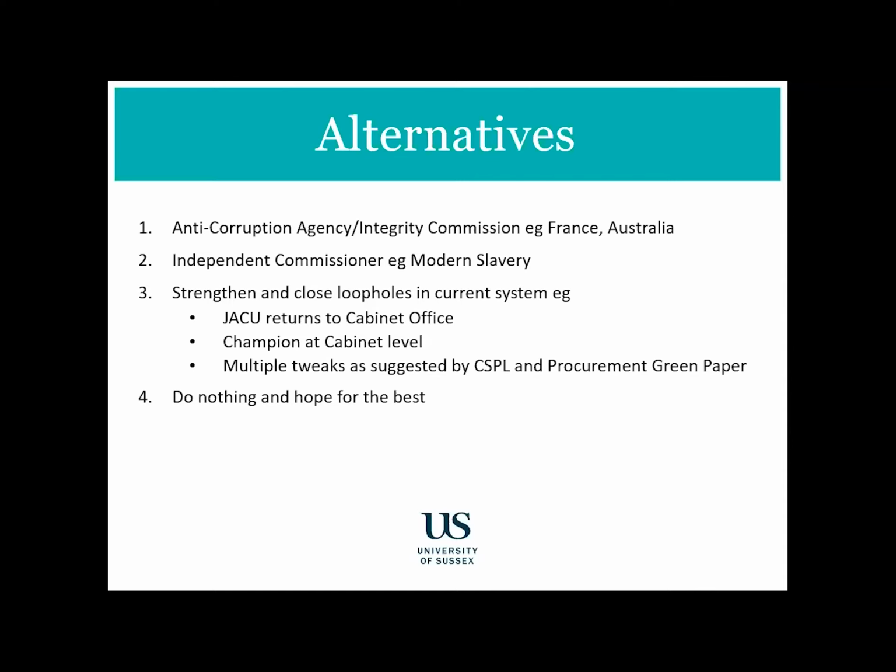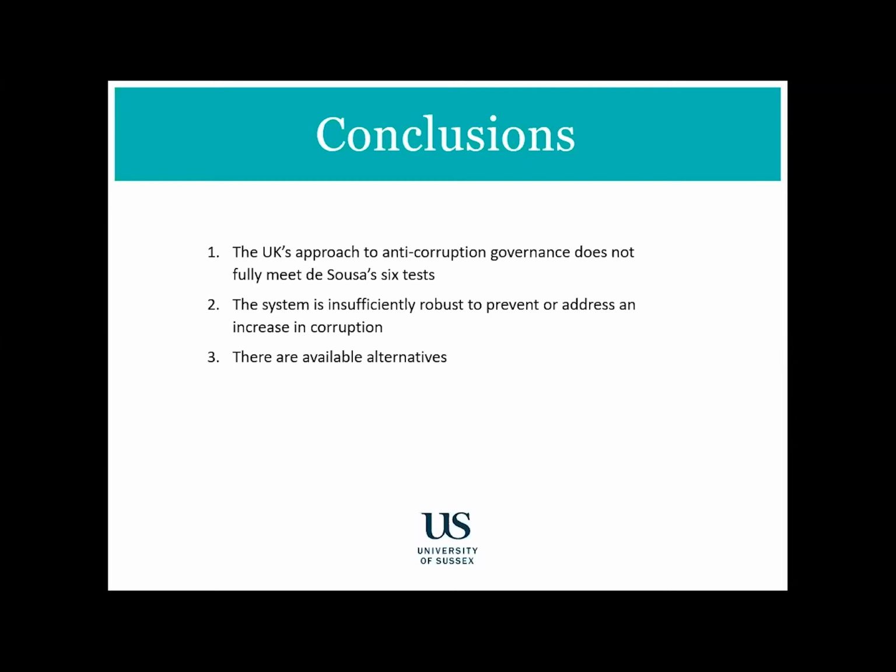So what I would emphasize with all of these things is whichever one of these you do, and there are examples of all of them working in different contexts and all of them failing in different contexts, really depends on how severe you think the threat is. Which is my ultimate conclusion here. I think we don't, in the UK at the moment, meet those six D'Souza tests. I think the system's insufficiently robust to prevent or address an increase in corruption. So maybe you don't think there's a problem and the current system is okay, but if you think there may be or there is an increase in corruption, the system is, in my view, insufficiently robust. And of course, there are available alternatives.